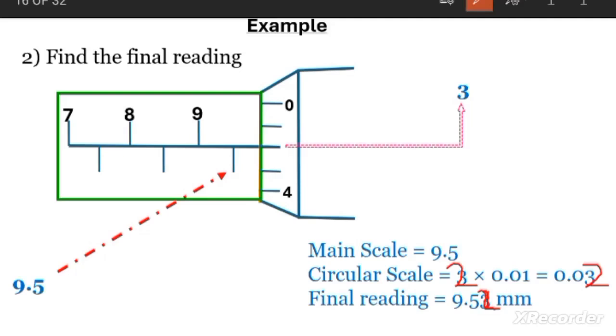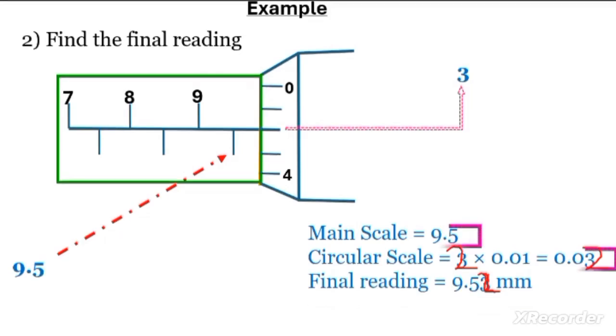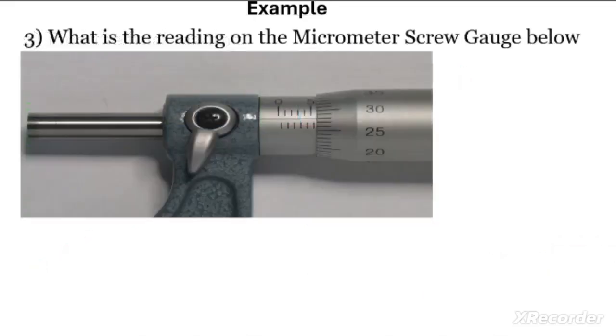Let us move to the next example. As we can see, we have added 9.5 and 0.02. We move to the next example, which is example 3. What is the reading on the micrometer screw gauge below? Even here, the first thing we are going to do is find the mark on the main scale.